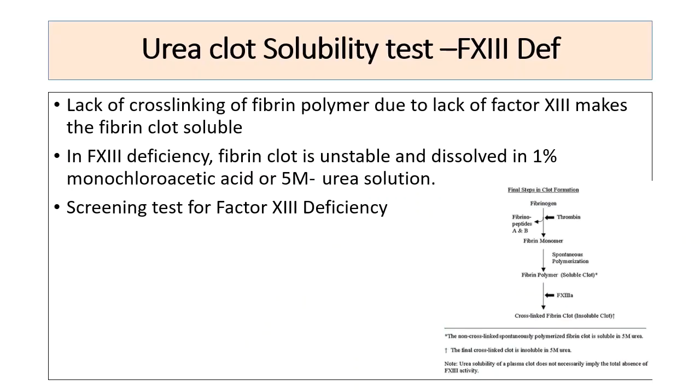So moving on to the next test, that is the urea clot solubility test, which is a screening test for factor 13 deficiency. Lack of cross-linking of the fibrin polymer due to lack of factor 13 makes the fibrin clot soluble. So basically this fibrin polymer that is present before the activity of factor 13 is a soluble clot. After factor 13 is added, it becomes a cross-linked fibrin clot which is insoluble. Now, if there is a defect in factor 13, then the fibrin clot is unstable and it would dissolve in 1% monochloroacetic acid or 5 molar urea solution. And this is a screening test for factor 13 deficiency.